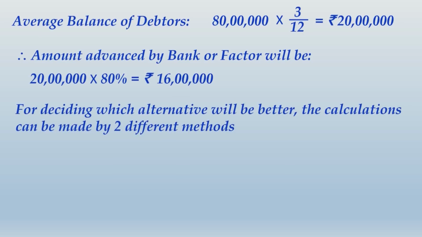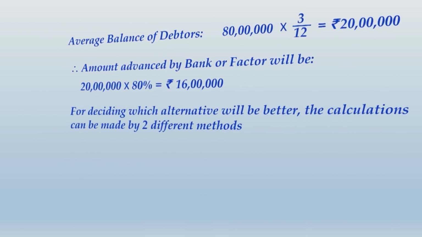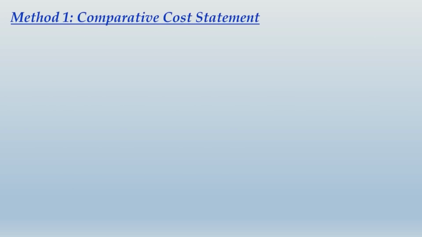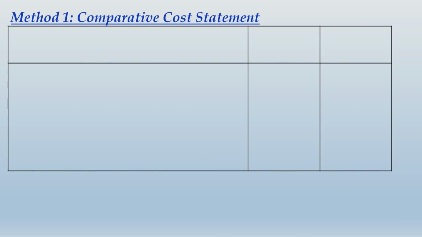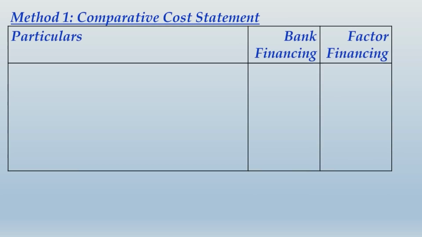For deciding which alternative will be better, the calculations can be made by two different methods. So friends, you may pause the video if you would want to write this up, and if you have written this already, let us move ahead. So now we go with the first method, that is the comparative cost statement, and we have two different alternatives, bank financing and factor financing.